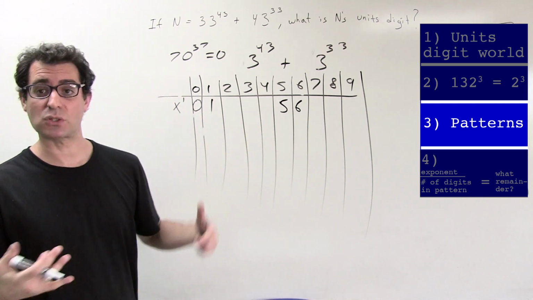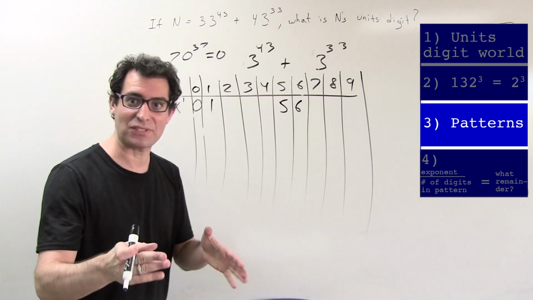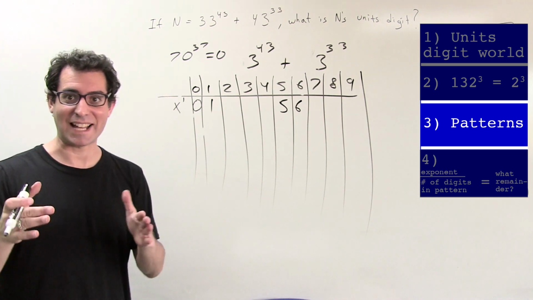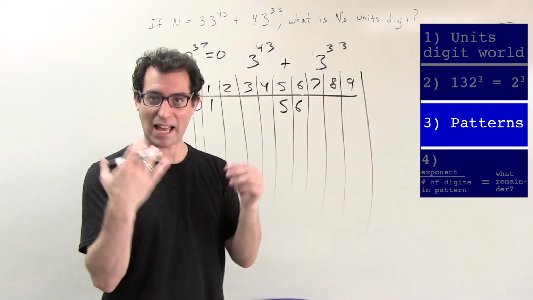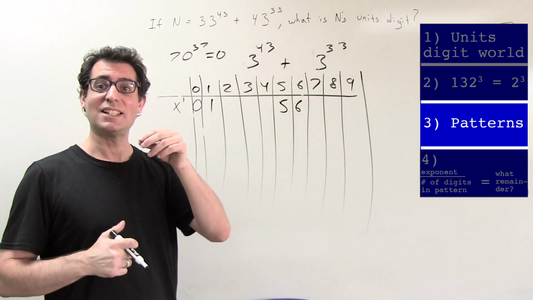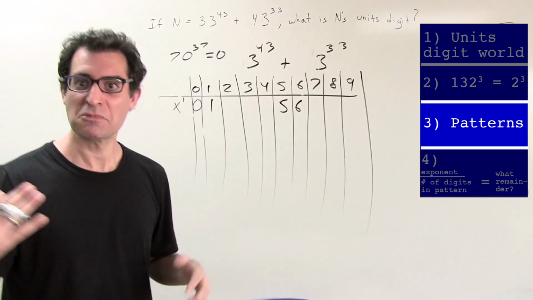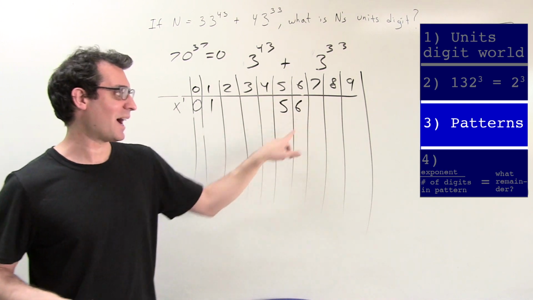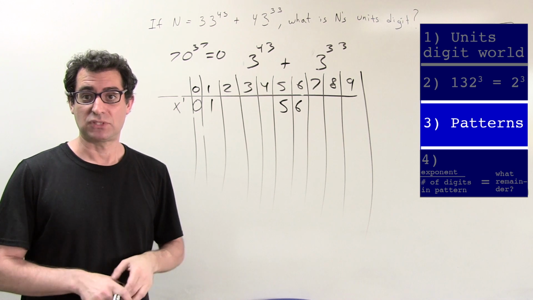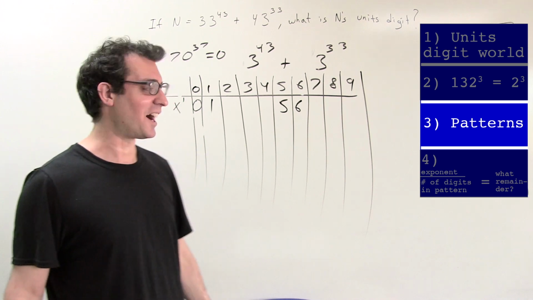Like 5 squared is 25. 5 cubed is 125. 5 to the 4th, 625. Right, you get the idea. 5 to any power has a 5 as the units digit. Same thing with 6. 6 to the 1 is 6. 6 squared is 36. 6 cubed is something with a 6 at the end. 6 to any power ends in a 6. So all of these, 0, 1, 5, 6, will always be that number. Unfortunately, they're not tested that often because of that fact.